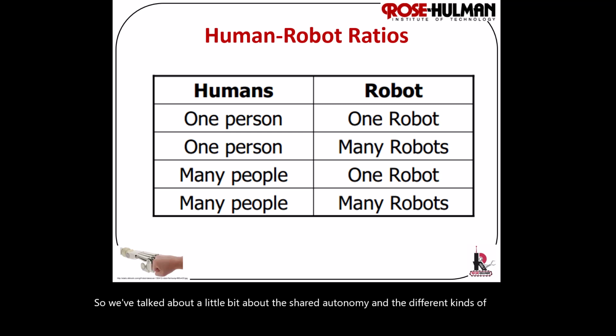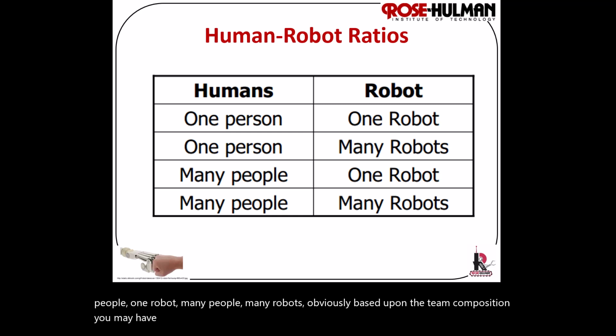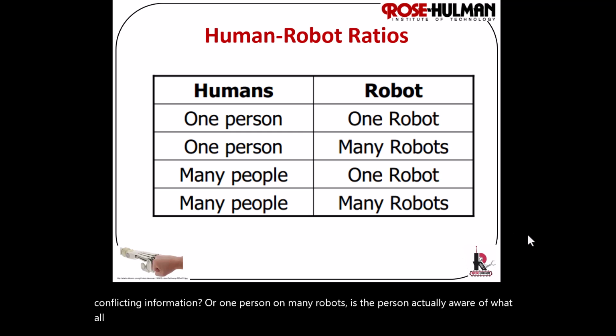Of course you rely. So we've talked a little bit about shared autonomy and the different types of human-robot ratios. It could be one person, one robot; one person, many robots; many people, one robot; many people, many robots. Obviously, based upon the team composition, you may have to think about levels of autonomy as well as situational awareness, such as many people on one robot. Are you and the other people on the team giving the robot conflicting information? Or one person on many robots: is the person actually aware of what all the robots on the team are doing?